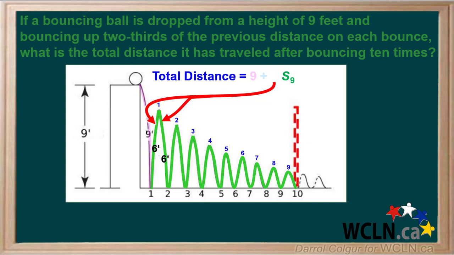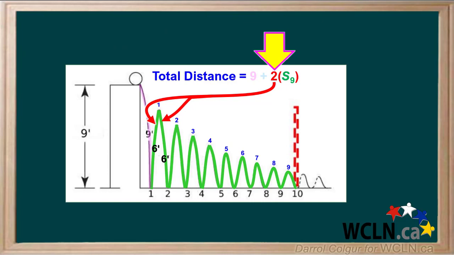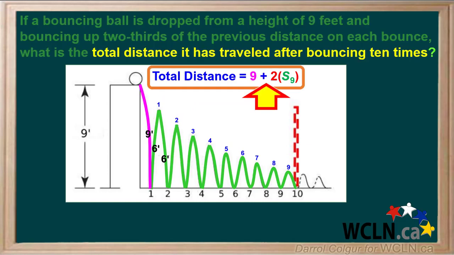Looking at the diagram, you can see the first term is 6, but on the first bounce, the ball travels up 6 feet and down 6 feet, or 2 times the value of the first term. Therefore, to get the total distance traveled in the green path, we multiply the sum of the series S9 by 2. So the equation we can use for the total distance traveled by the ball after bouncing 10 times is 9 plus 2 times the sum of the series S9.